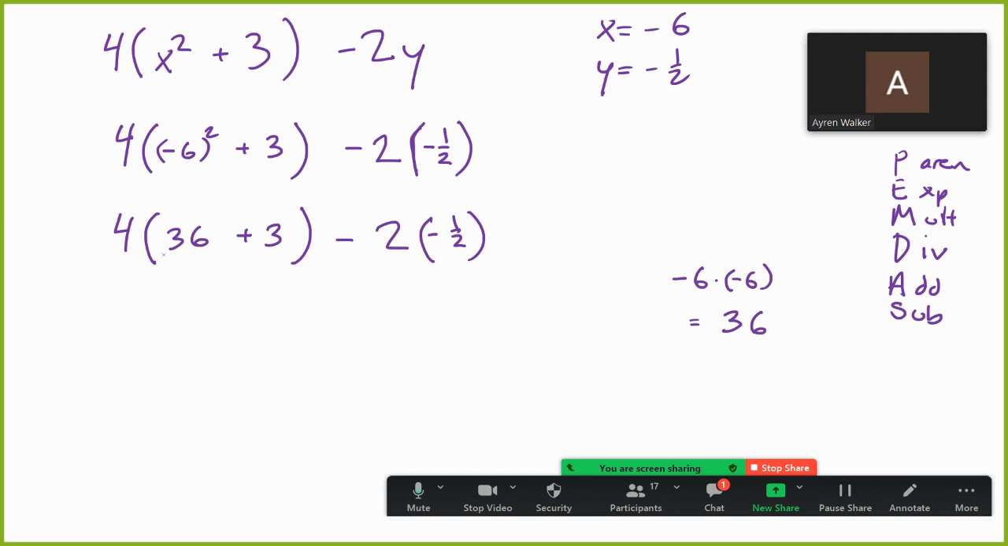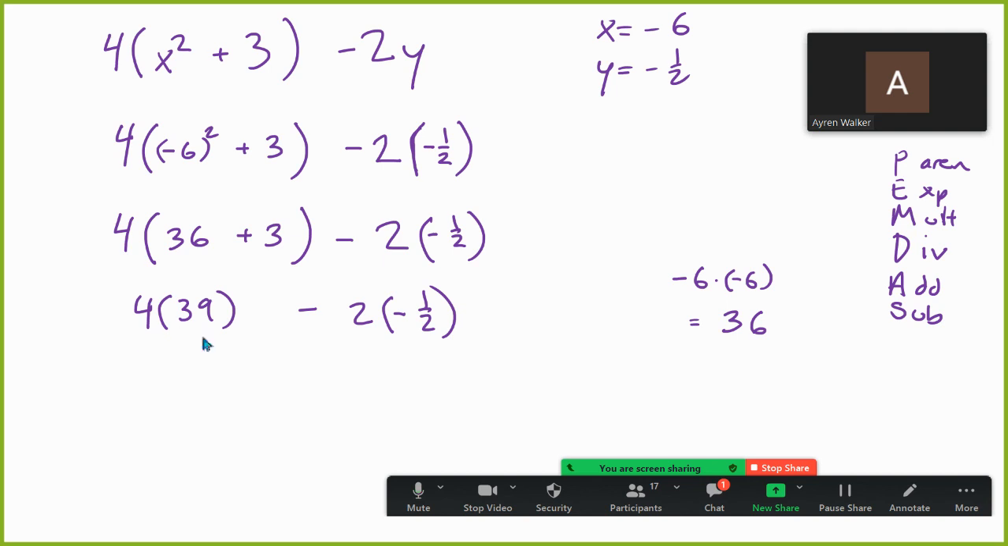So we can add those now. That's 39. Okay, now what do we have? 4 times 39 minus 2 times -1/2. So we've got some multiplications and then a subtraction. So let's do our multiplications.